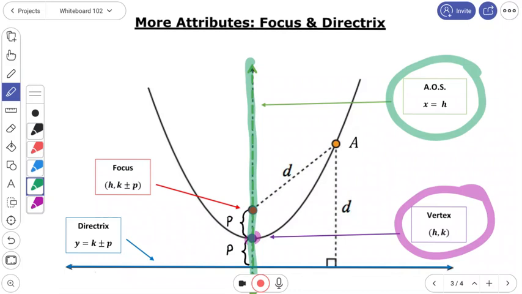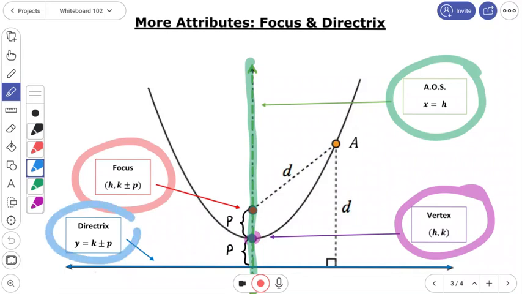But this is something new. We have something called a focus and we have something called a directrix. A focus is a point and the directrix is a line. And the thing about a parabola is if you take a vertex and you measure your distance up or down to your focus, and you measure your distance up or down to your directrix, those two distances are always going to be the exact same value.